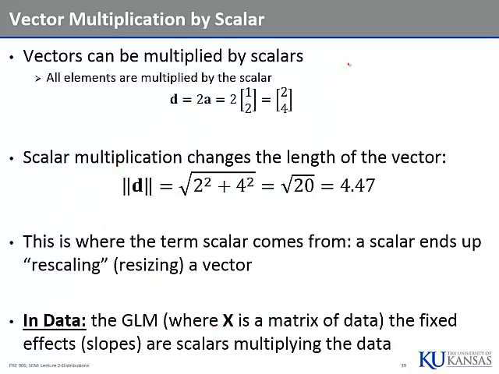Okay, moving forward. What we can do also with vectors, and this is where scalars get their name, is multiply them by a scalar. If we had vector A here, and we multiply it by a scalar valued 2, each of the elements in the vector or matrix is multiplied by that number. So you get 1 times 2 equals 2, 2 times 2 equals 4.